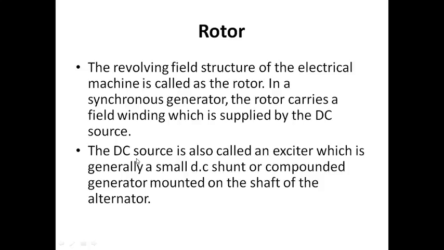The DC source is called an exciter, which is generally a very small DC shunt or compound generator mounted on the shaft of the alternator. Because this is a generator, I need a prime mover to rotate it. Mechanical energy is converted to electrical AC. So the shaft will be mounted with your DC shunt generator. I repeat, the DC source is also called an exciter. Without an exciter, the alternator will not work.